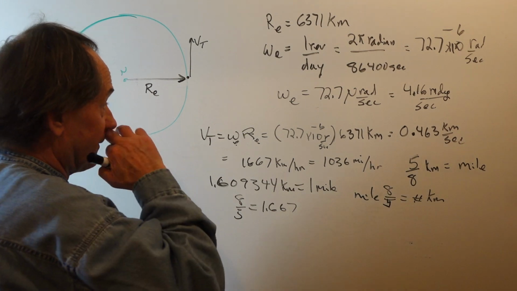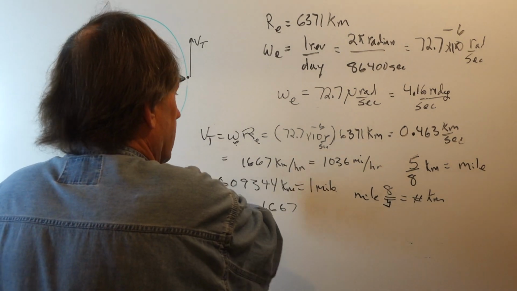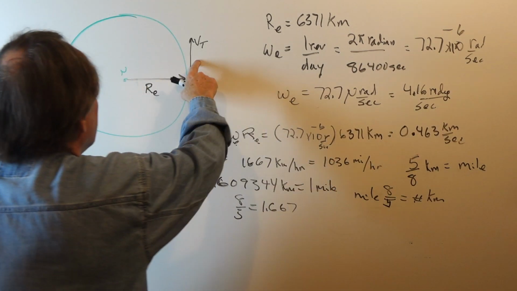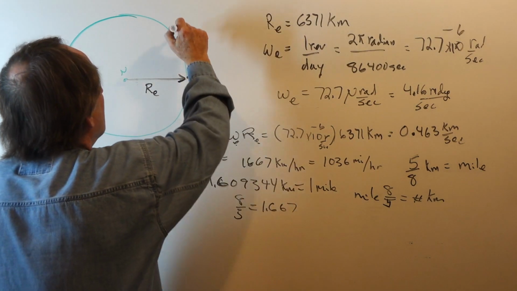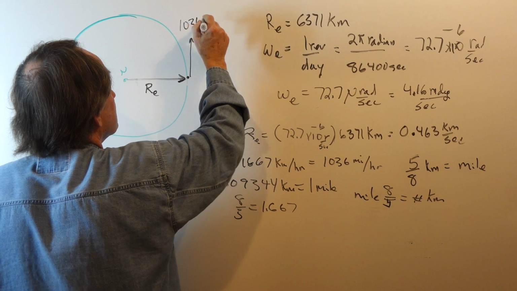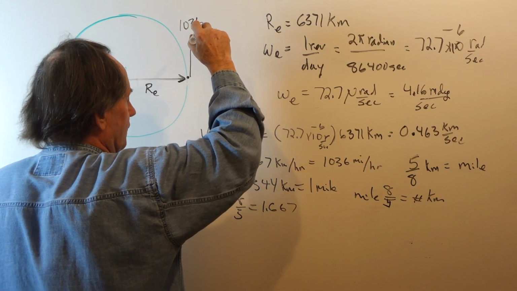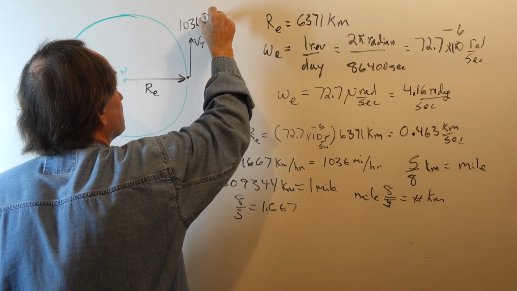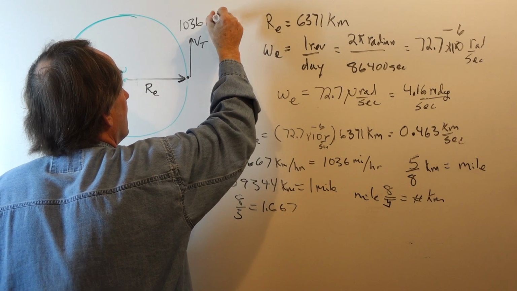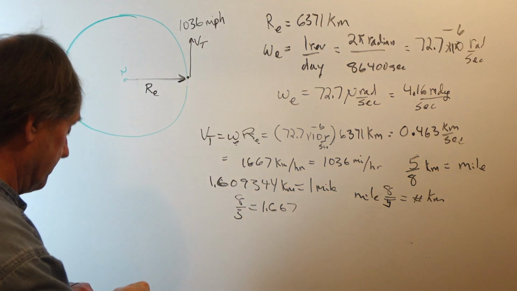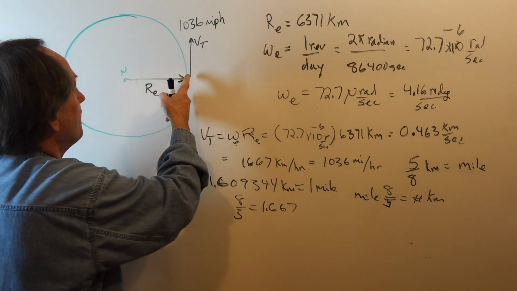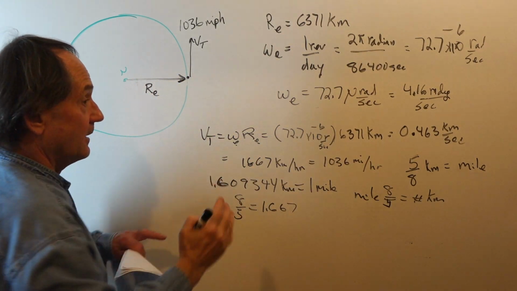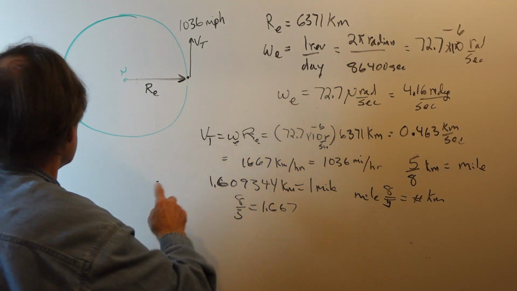Now, we have a tangential velocity at the equator of 1,036 miles per hour in the English system. Now, this is only at the equator. As you move to higher latitudes, you're moving up along the surface of the Earth.